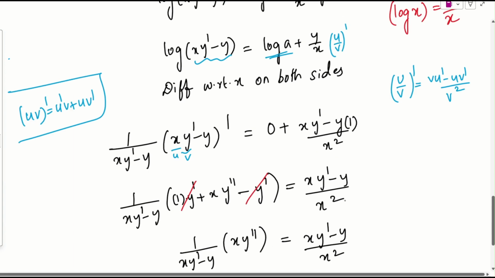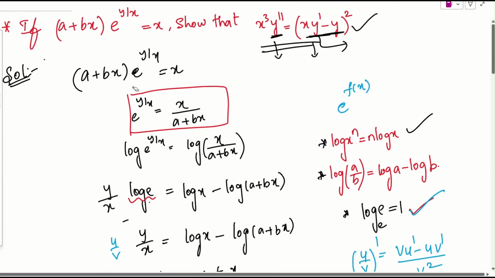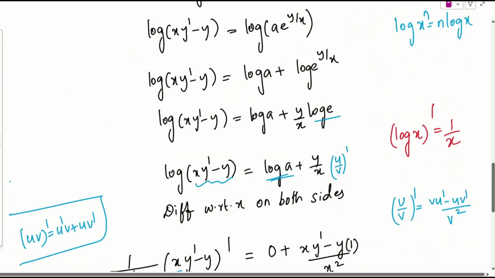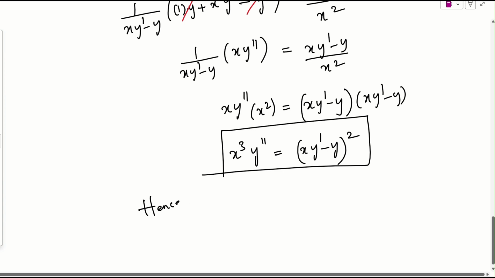Is it okay? Now let us check. This is what they are asking us to prove. Just a second. Yes. If you look into this, the same thing they are asking us to prove. That is what I have proved. Is it okay? Yes. A little bit lengthy only, but if you practice, it will be easy. Is it okay? Yes. So hence proved.